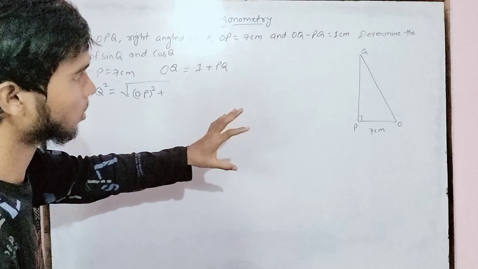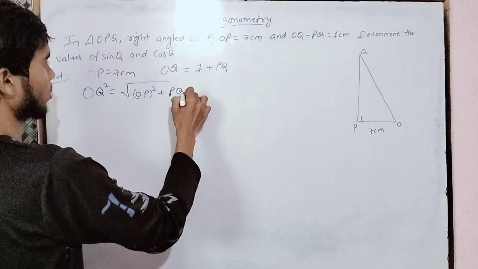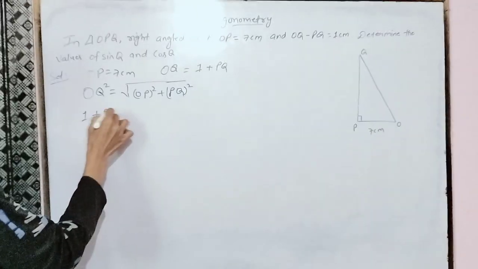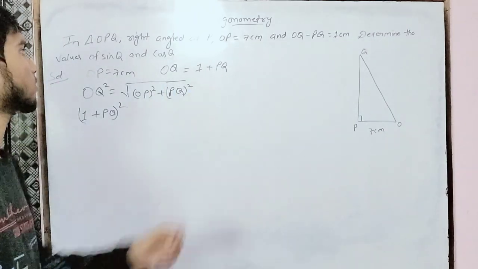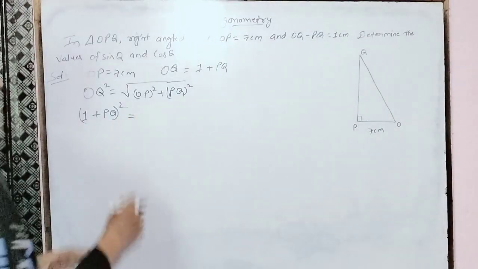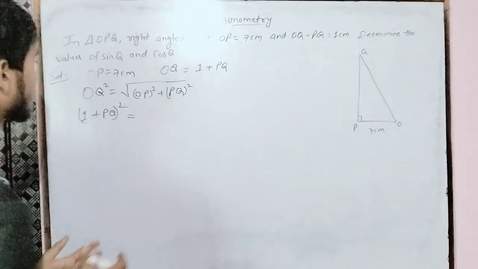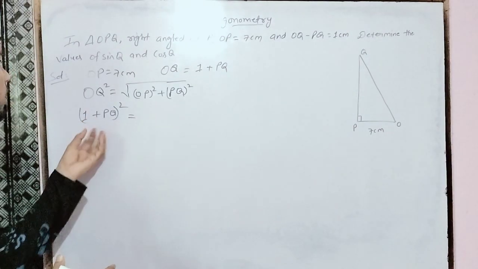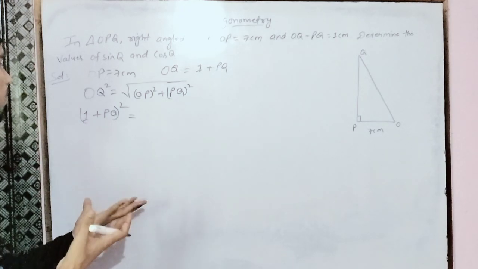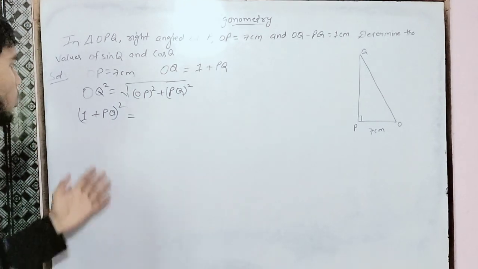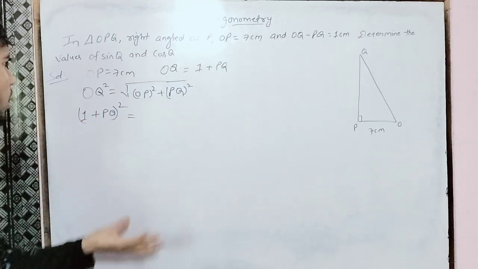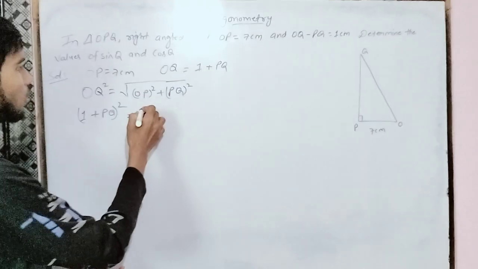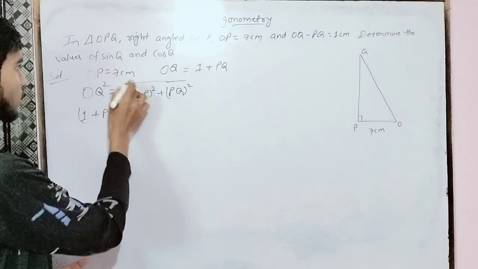Okay, OQ and PQ squared. Now it is given. It is true that we don't know the exact value of PQ, but we can find it. How? So 1 plus PQ, it is what? (A plus B) squared. We will apply algebraic identities because the question is telling you that you can apply algebraic identities.